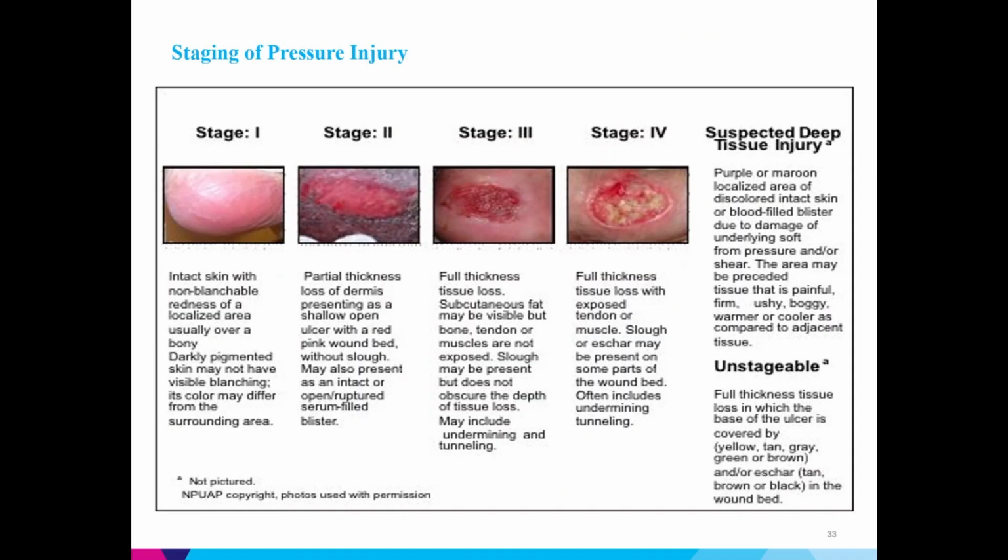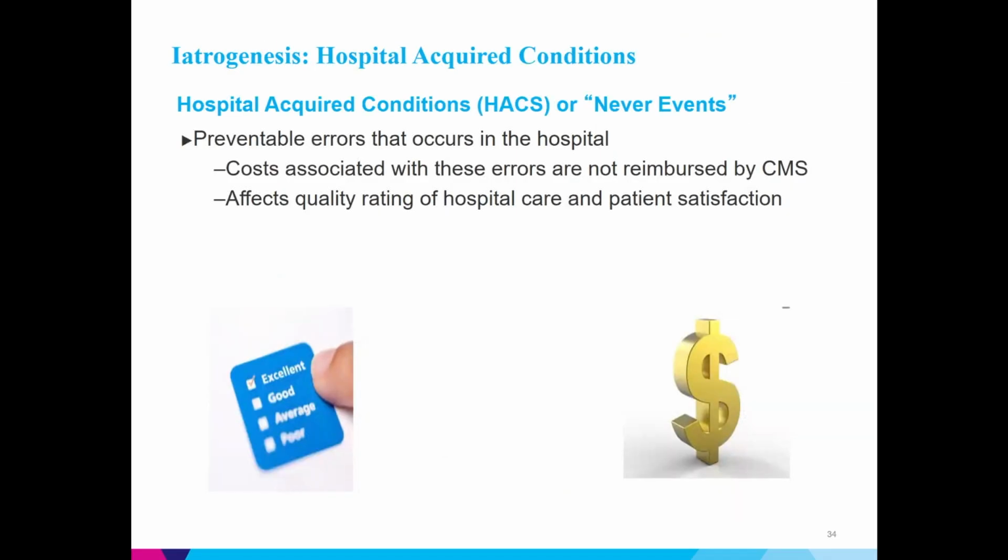And finally, a comment on the various hospital-acquired conditions. As of 2011, CMS prohibits Medicaid payments for the additional costs or services that result from certain preventable healthcare acquired illnesses or injuries. So costs associated with some of these errors, which are considered never events, are not reimbursed by CMS, and often affect the quality and rating of the hospital care and patient satisfaction.